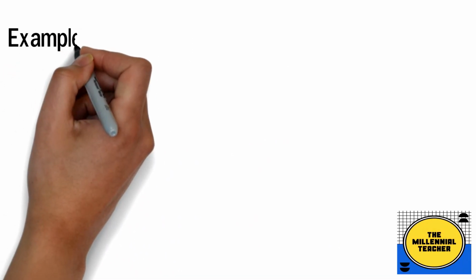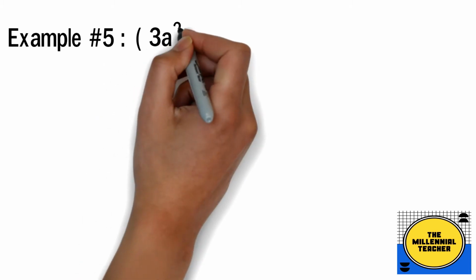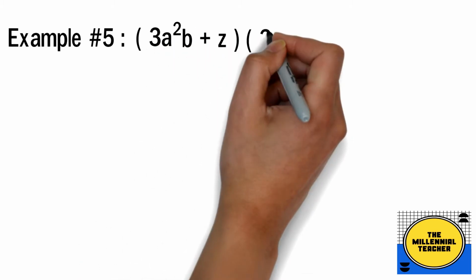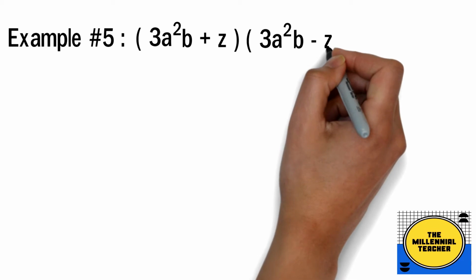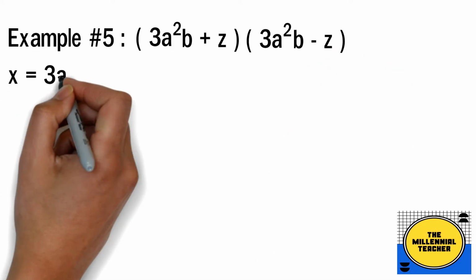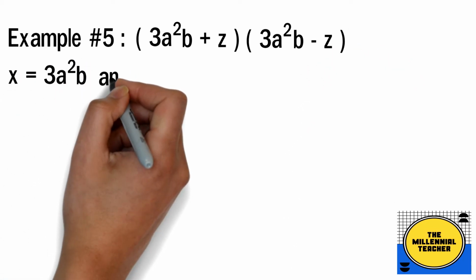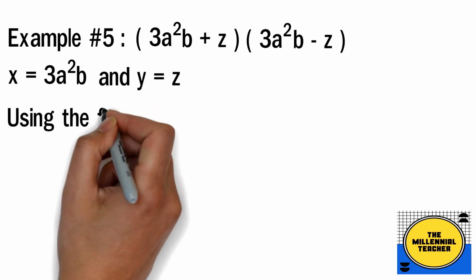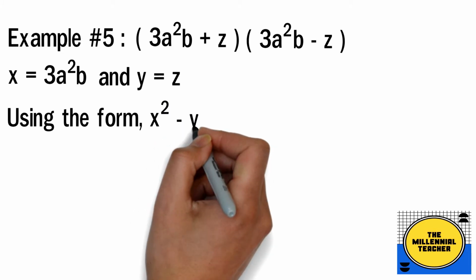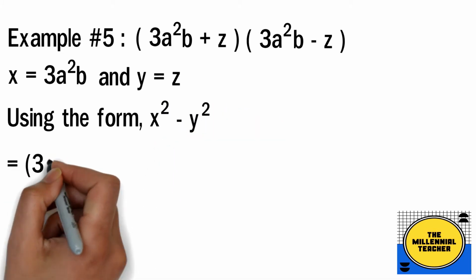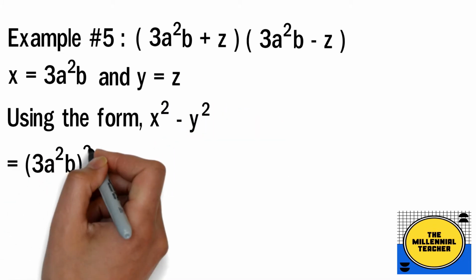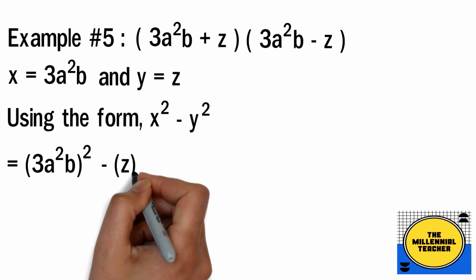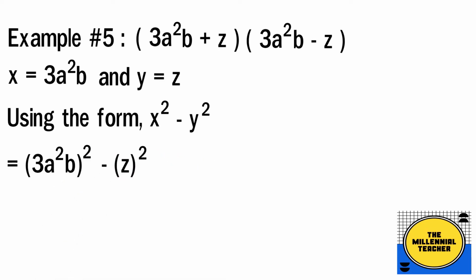For the last, example number 5 is quantity 3/8 squared b plus z times quantity 3/8 squared b minus z. The value of x is equal to 3/8 squared b and the value of y is equal to z. Using the form x squared minus y squared, ay magiging 3/8 squared b raised to 2 minus z raised to 2. By simplifying, magiging 3 raised to 2 is equal to 9.